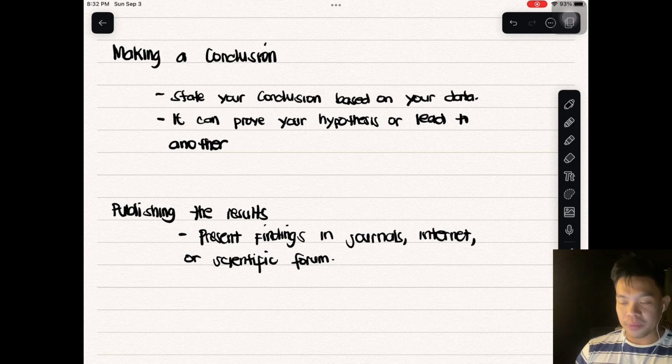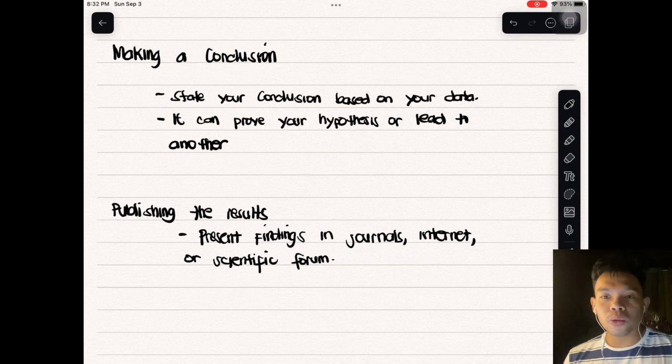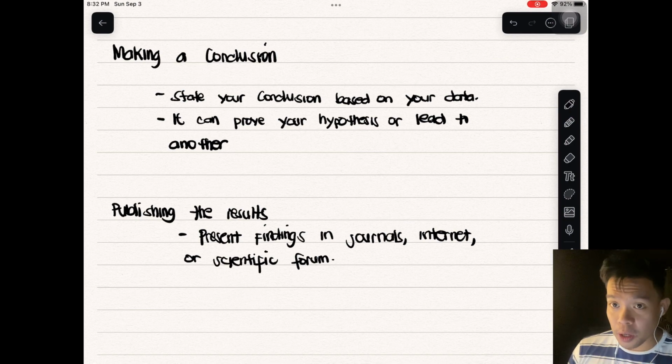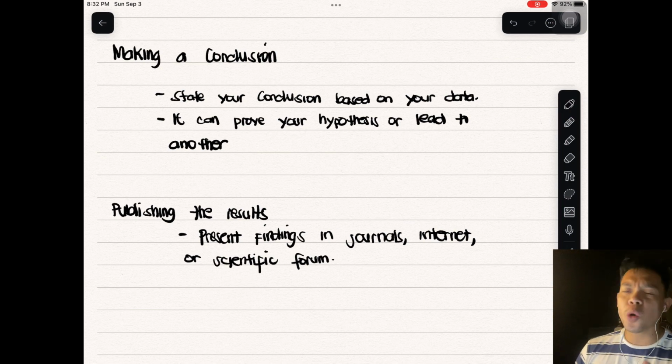Making a conclusion. We need to state our conclusion based on our data by displaying our data through graphs, line graph, bar graph, or any type of graph, and interpret it. In making a conclusion, always make sure that the conclusion is based on the data obtained all throughout the experiment process. And it can prove your hypothesis or lead to another scientific idea.